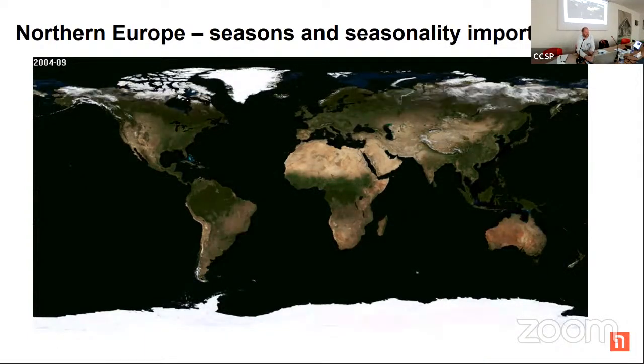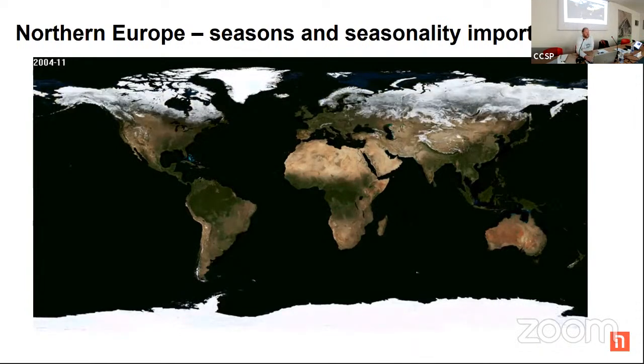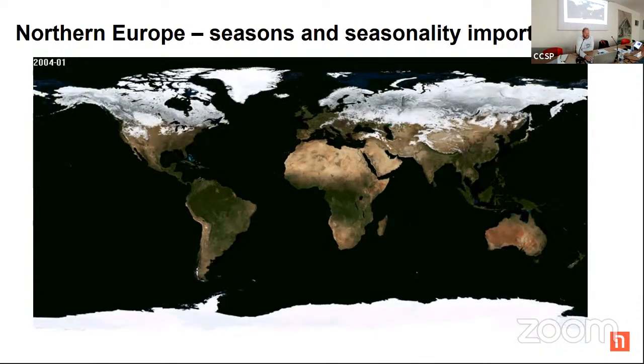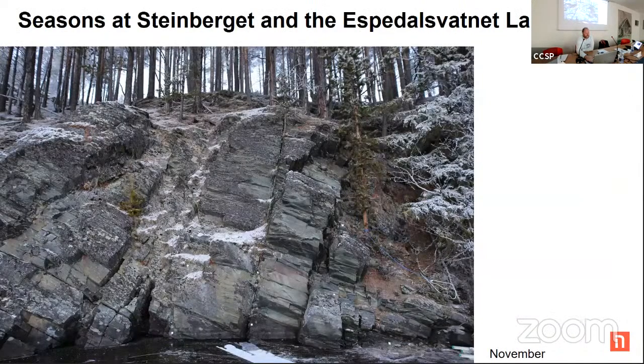Of course, it would be less snow now due to the melting, but still the seasonal change is happening every year. And this is how it looks in November when you visit the site. There is a frozen lake, you can see it beneath here. And you also have some snow appearing in the area, and the figures are in this area.